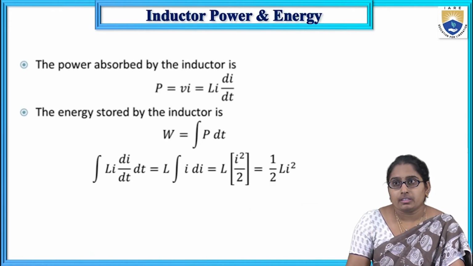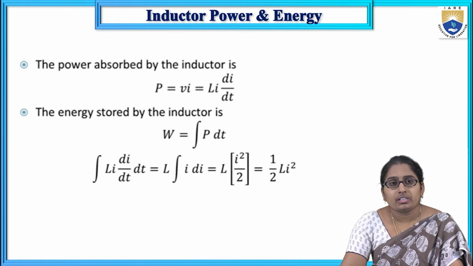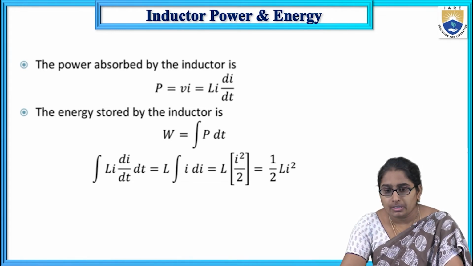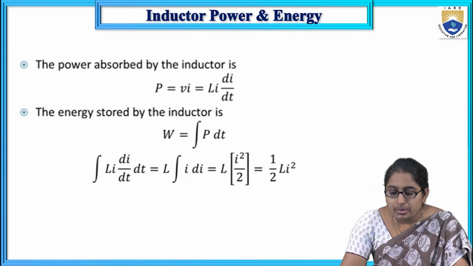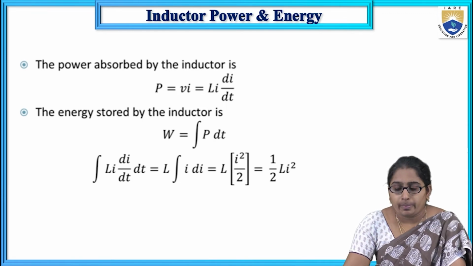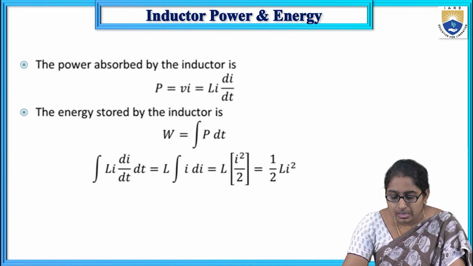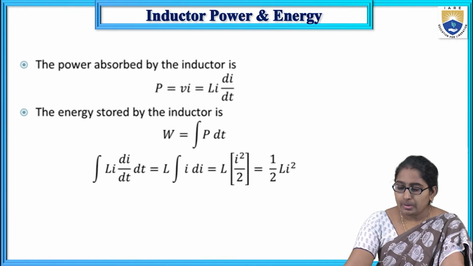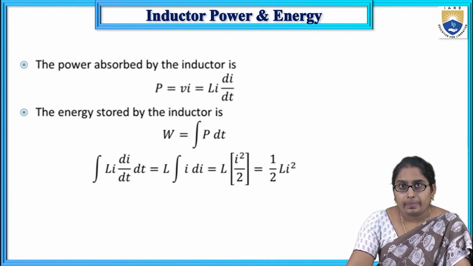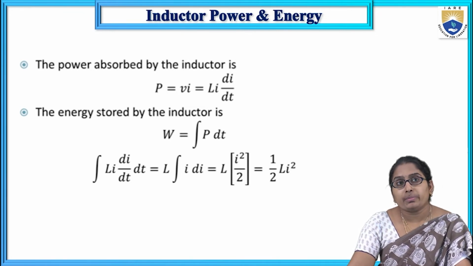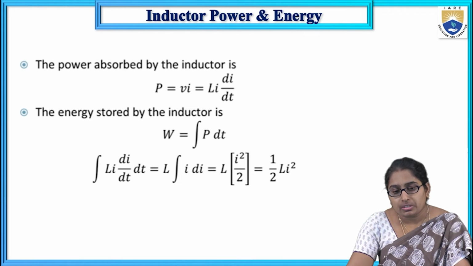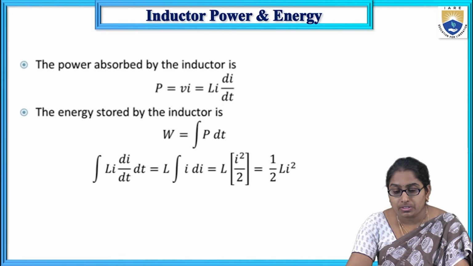Next, inductor. So that is the VI relationship in the case of an inductor. Now, energy and power. What is the power equation? What is the energy equation? Now, see the power. We know the basic power definition, P is equal to the product of voltage and current.